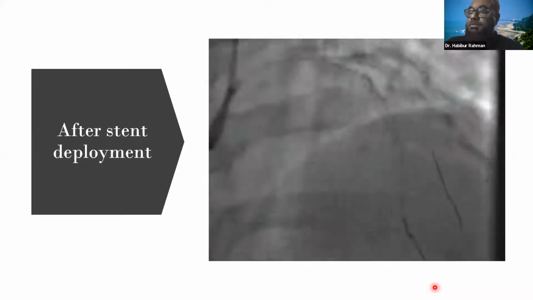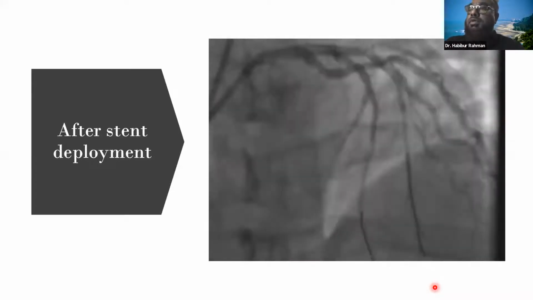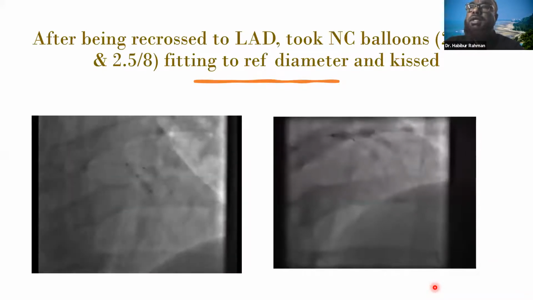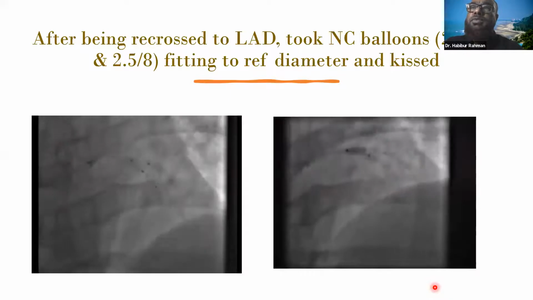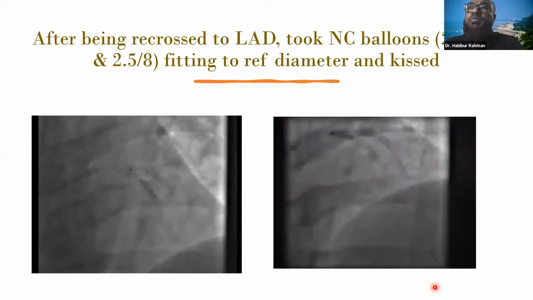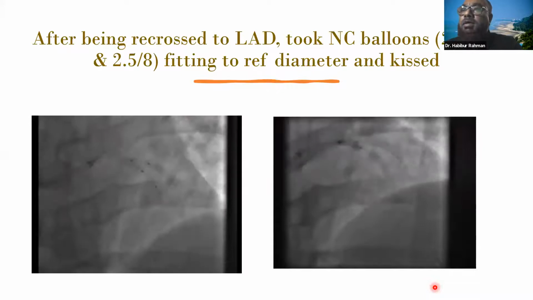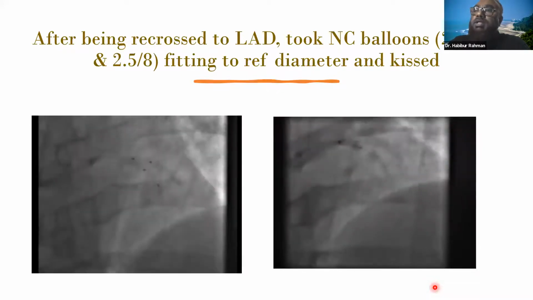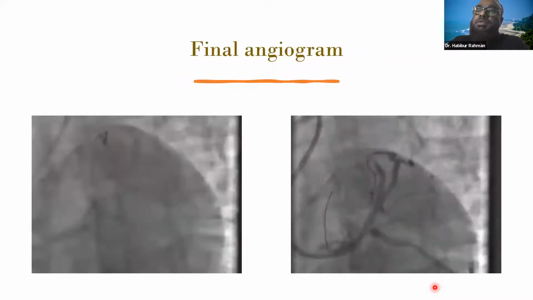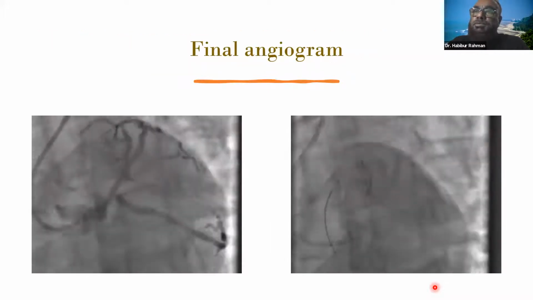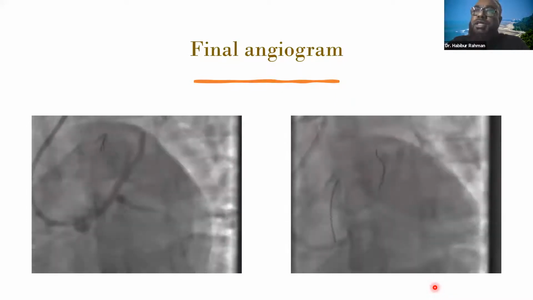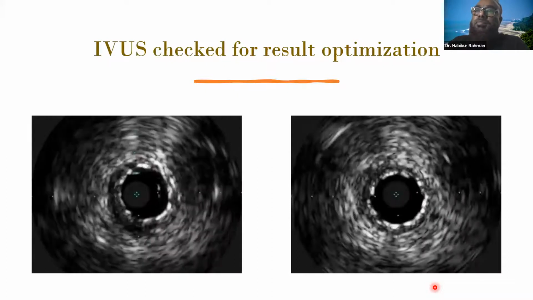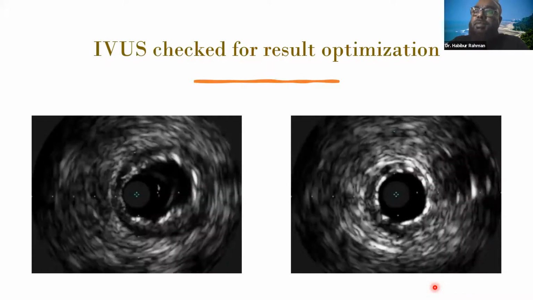After stenting, the result is good. After recrossing to the LAD, we took two NC balloons, fitting the reference diameter of both the vessels, and kissing balloon dilatation was ensured. So the final angiogram shows a good result. And IVUS was checked from both the branches with good stent apposition.